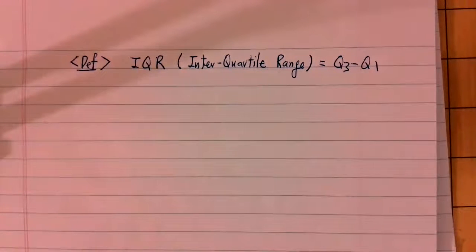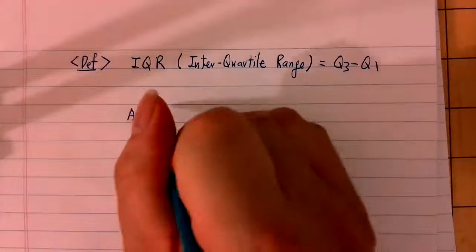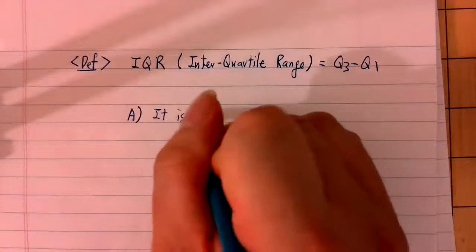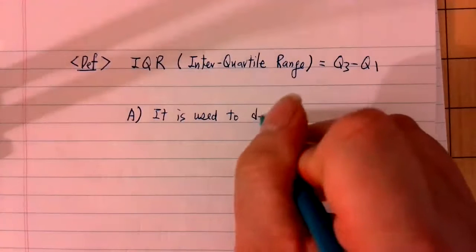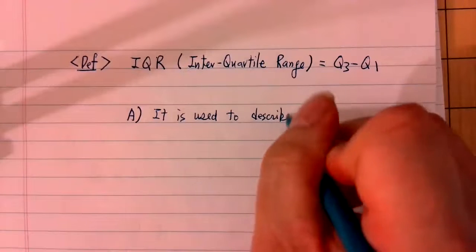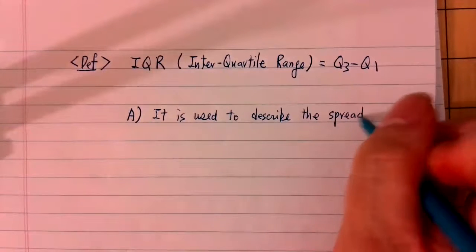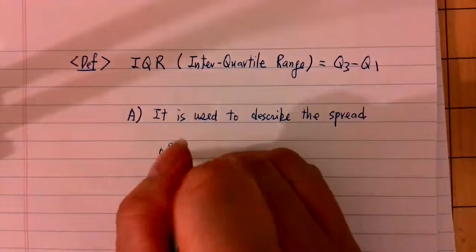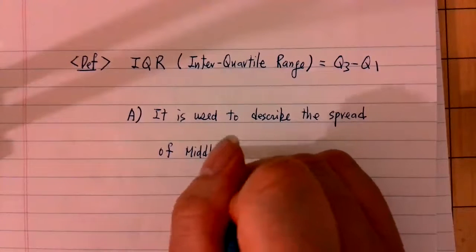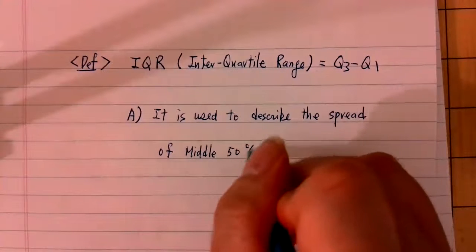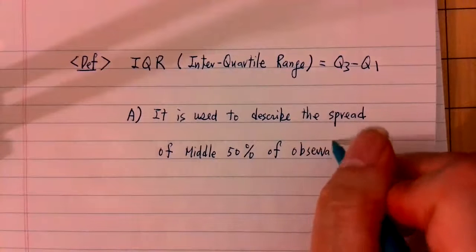Why we want to study this number? Well, it has at least two purposes. A, it is used to describe the spread of middle 50% of observation.